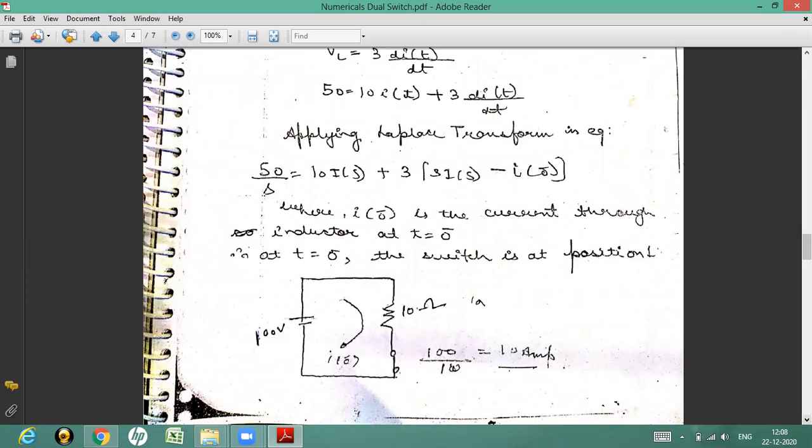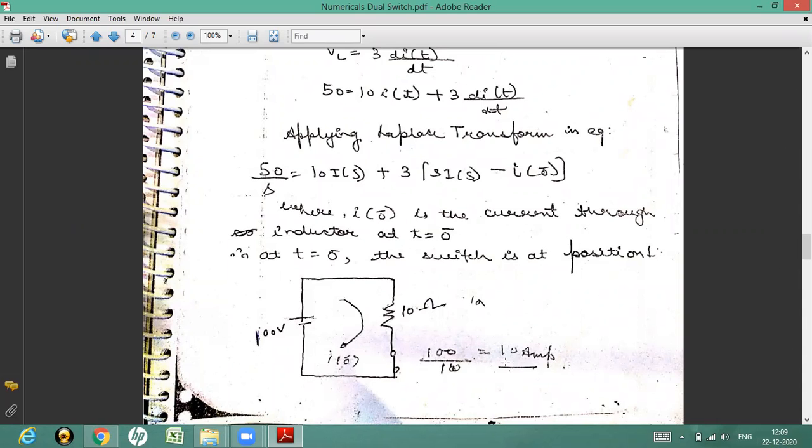Here we have a 100 volt battery and a 10 ohm resistor, so the inductor will be replaced by a short circuit, and we know that when the inductor is replaced by a short circuit, it is called the initial condition. In this case, the initial condition current, I0 negative, is equal to I equals V by R. V is equal to 100, R is equal to 10. So simply I can calculate that I is equal to 10 ampere.